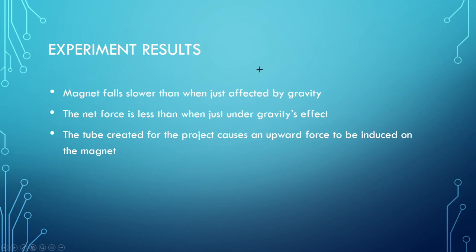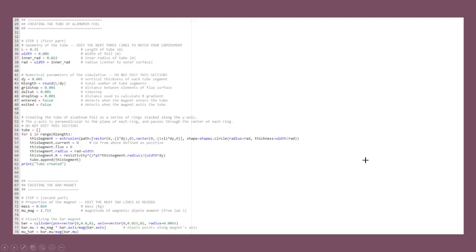The results of the experiment were that the magnet falls slower than when just affected by gravity, the net force is less than when just under gravity's effect, and the tube created for the project causes an upward force to be induced on the magnet.